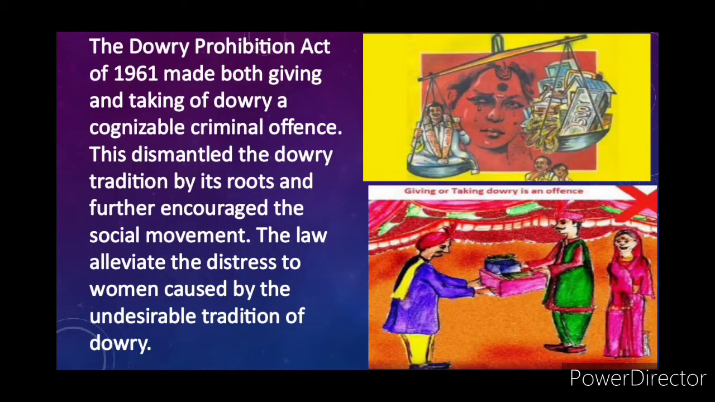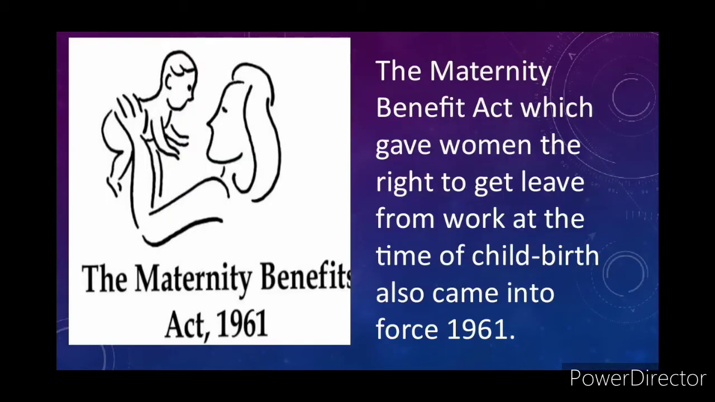The Dowry Protection Act, dowry means Dahej, of 1961 made both giving and taking of dowry a cognizable criminal offense. This dismantled the dowry tradition by its roots and further encouraged the social movement. The law alleviated the distress to women caused by the undesirable tradition of dowry. The Maternity Benefit Act, which gave women the right to get leave from work at the time of childbirth, also came into force in 1961.